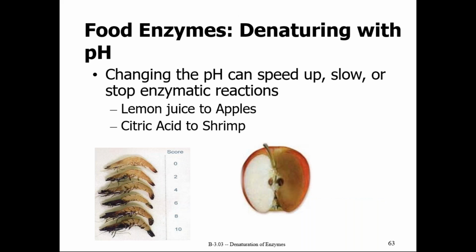Denaturation you can also do by changing the pH. You know that if you make the apple juice a little more acidic, you can prevent the browning of the apple juice by adding a slight amount of lemon juice. You add citric acid to shrimp, you can prevent the browning of shrimp.